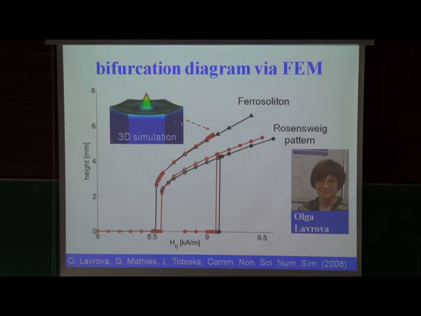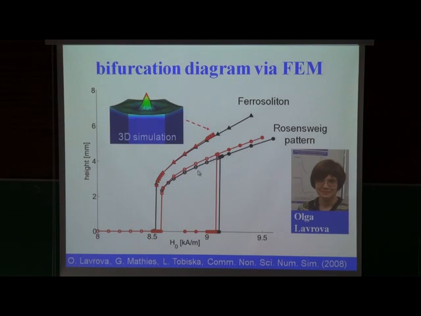Please don't look at the black lines, just look at the red solutions, because the red solutions are calculated for a three-dimensional pattern. Here you have the standard Rosensweig instability, and here you have this branch which describes the localized state.